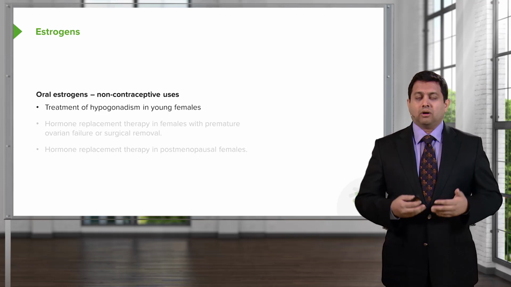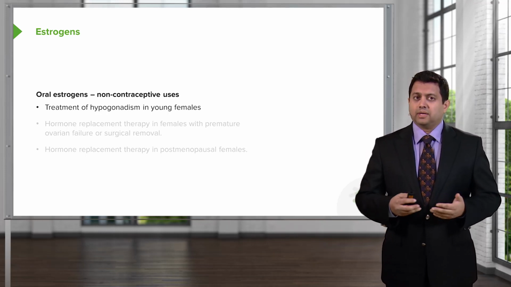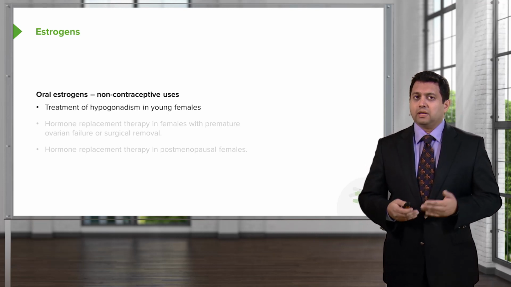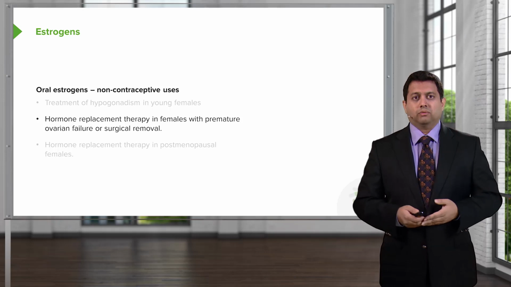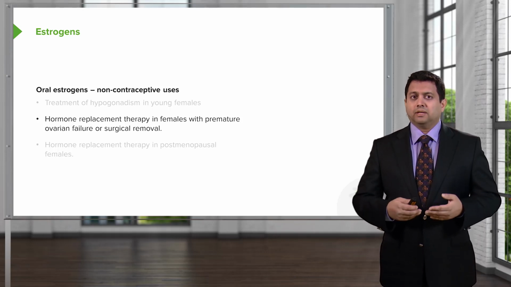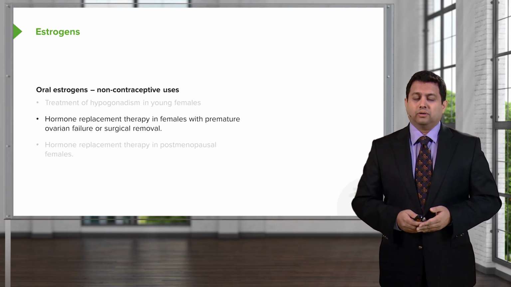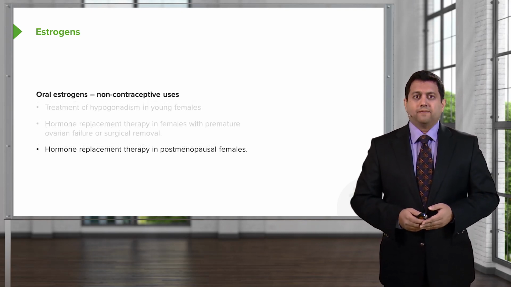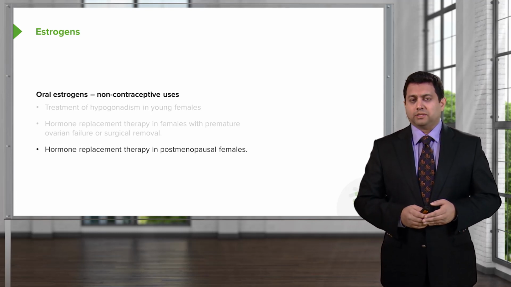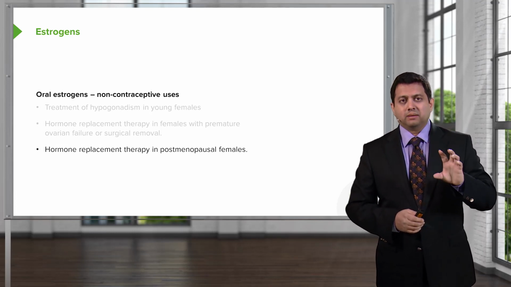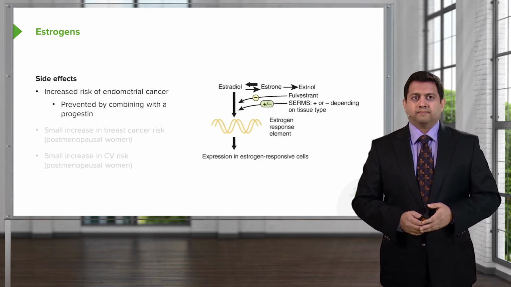Oral estrogens also can be used for non-contraceptive needs. Sometimes we treat hypogonadism in young females with oral estrogens. Sometimes we treat older women with hormone replacement therapy, particularly if they've had surgical removal of their ovaries or if they've had premature ovarian failure. Finally, in postmenopausal women, we sometimes use hormone replacement therapy, although that type of treatment is falling out of favor over the past 5 years.